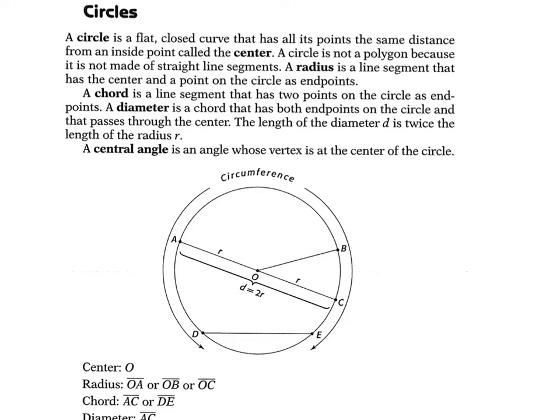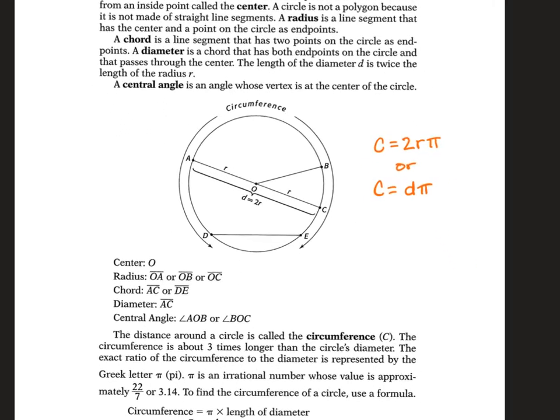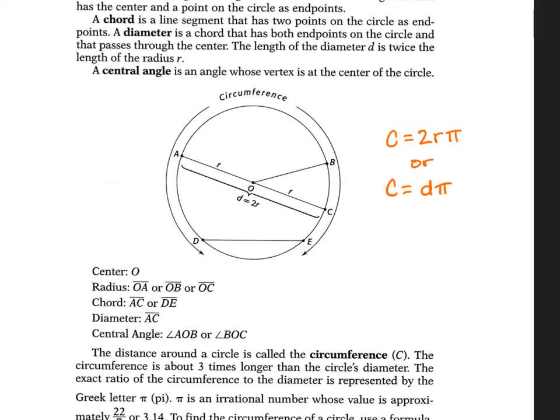Another thing that you may want to note is that your circumference is equal to 2 times your radius times pi, or your circumference, C, is equal to your diameter times pi. You'll see here that your center is that O, and your radius is the line OA, OB, or OC. Your chord is AC, the line AC, or the line DE. Your diameter is only AC. And your central angle can be AOB or BOC.